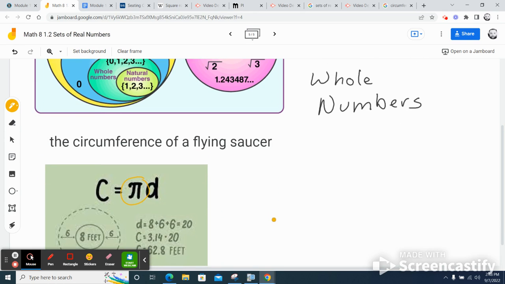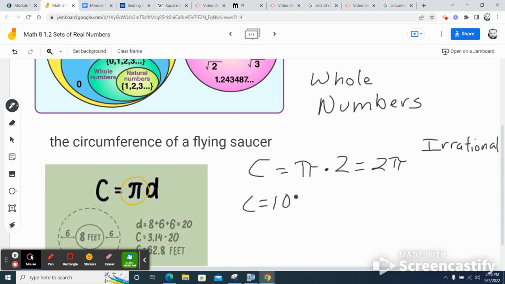So the formula, in other words, if I know the diameter of this thing, let's say the diameter is 2 feet, right? Well, it's going to be pi times 2, or the answer would be 2 pi. Well, that's an irrational number because it's got pi in there. Pi is an irrational number. And no matter what number, if the diameter of this thing is 10,000, I still have to multiply it by pi. Guess what? It's still irrational.